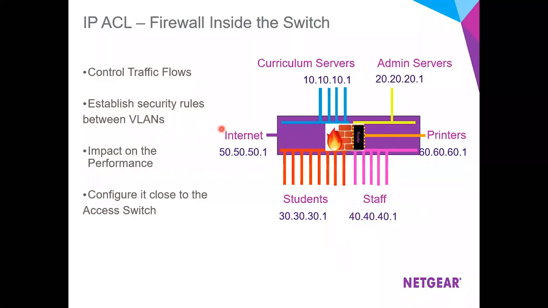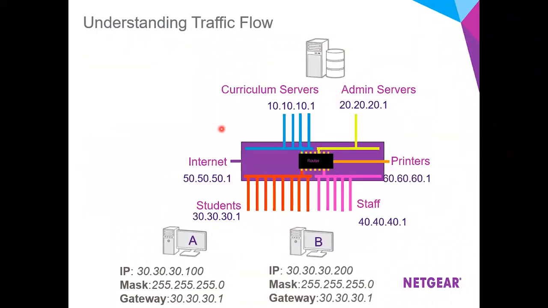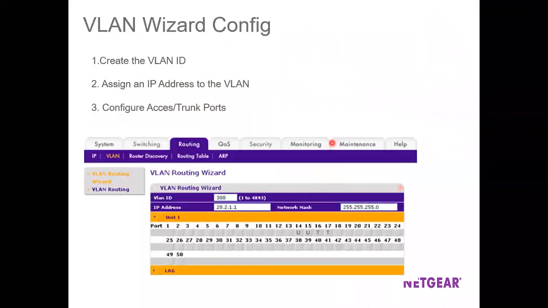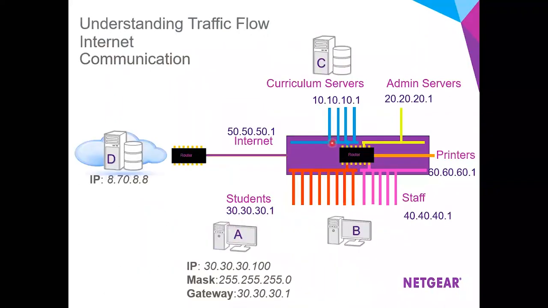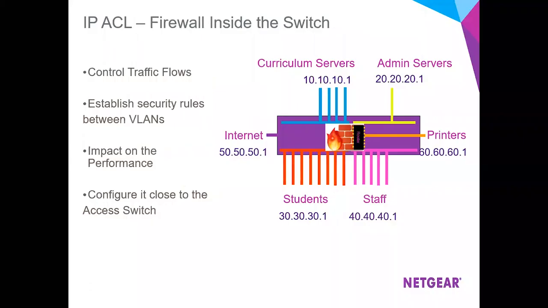So when you add the routing, you add the communication. So you add all the traffic that can flow. So you don't have any security implemented. You just isolate the broadcast, but everybody can talk to everybody. That's the reason that when you implement routing, you also have to implement IP ACLs. That's the firewall that you control, like how the workstation VLAN can talk to the server.